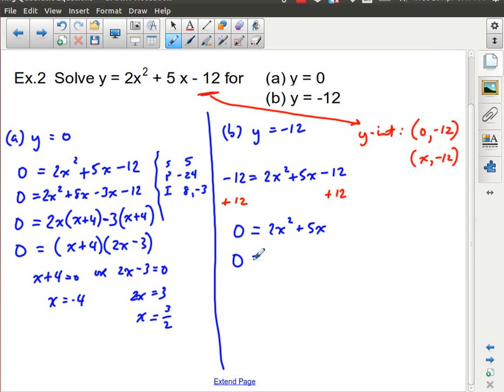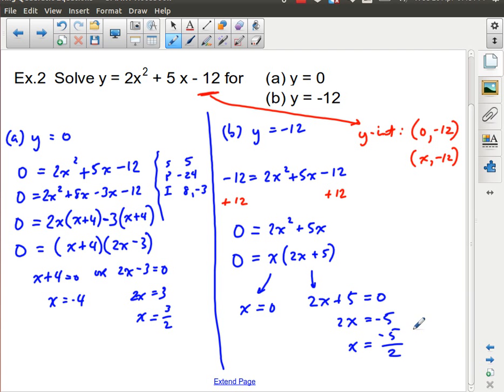This is actually very simple to factor because this is just a common factoring exercise now. x times 2x plus 5. And how can this times this be equal to 0? That can occur if x equals 0 or if 2x plus 5 equals 0, which means 2x equals negative 5, x equals negative 5 over 2. So there are my two solutions for that one.